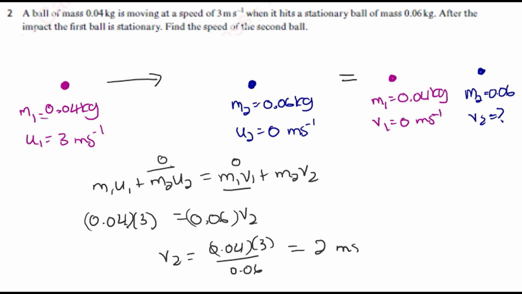So the final velocity is 2 meters per second. That's the final velocity of the second ball.